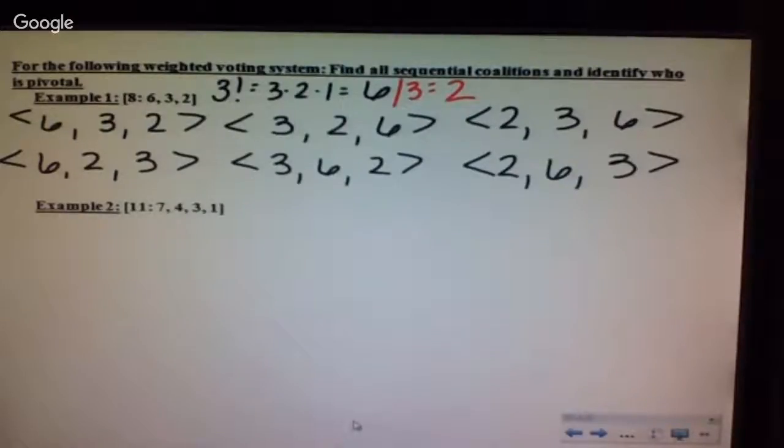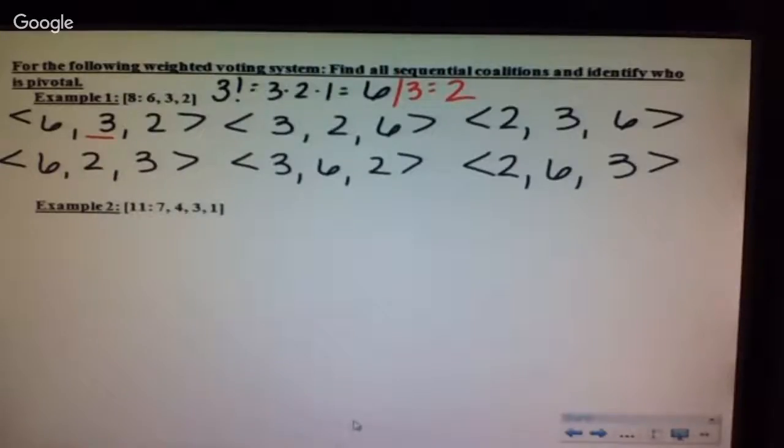Okay. Who is pivotal out of 6, 3, 2? 6 and 2. Well, only one can be pivotal. 3 is pivotal. When I'm talking, you should not be. You should be paying attention. Okay? 3 is pivotal.